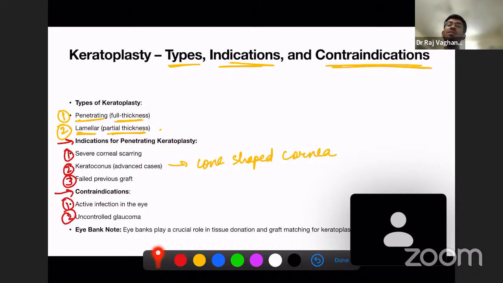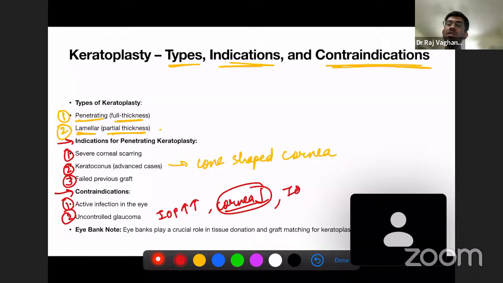If there's uncontrolled glaucoma, that means the intraocular pressure is very high. And if the intraocular pressure is very high and you take out the cornea, the intraocular pressure will suddenly decrease a lot, and you can permanently lose your vision. That's why in uncontrolled glaucoma, it is not advised to do keratoplasty.